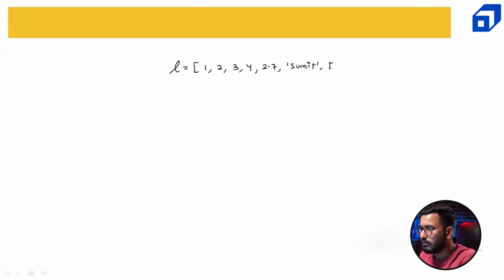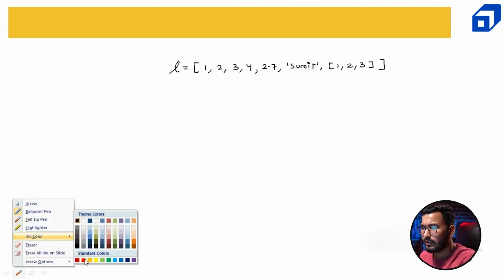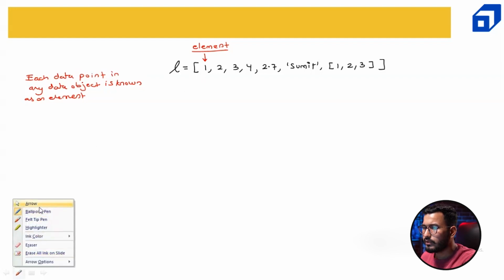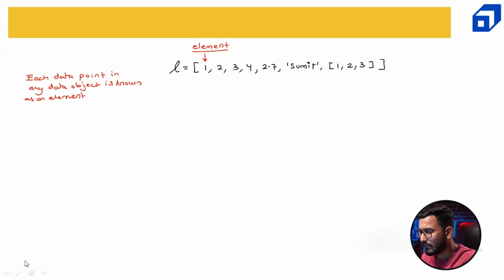Now here each element, so each data point over here is known as an element. So each data point in a list or in any data object is known as an element. So here how many elements we have? If you quickly count, it is 1, 2, 3, 4, 5, 6, 7, because this is one element. So a total of 7 elements are there in this list.